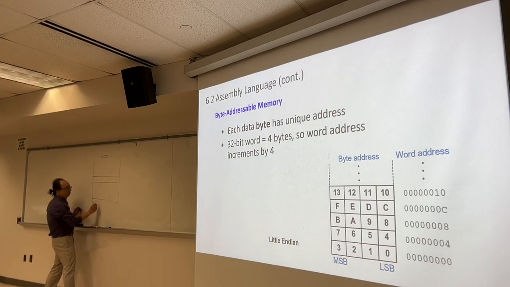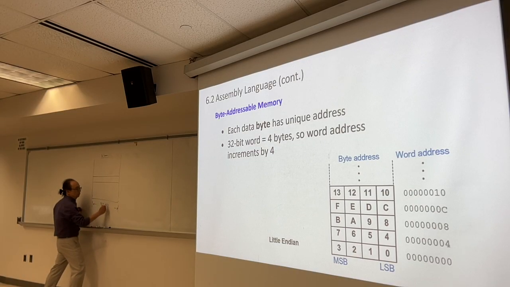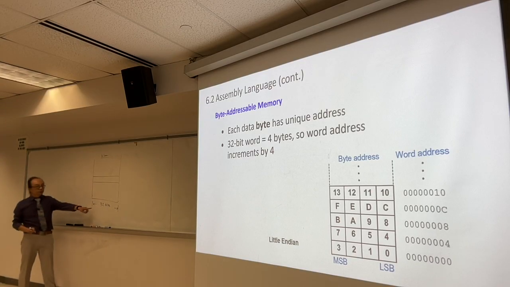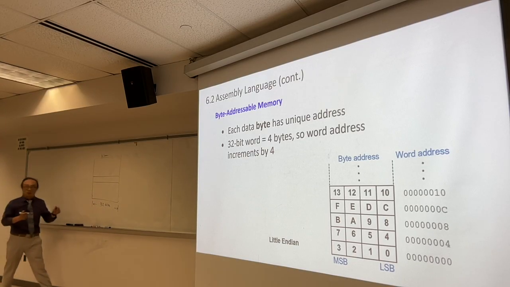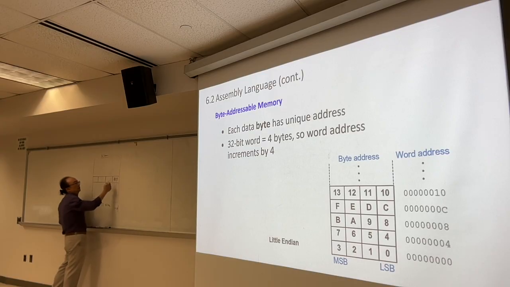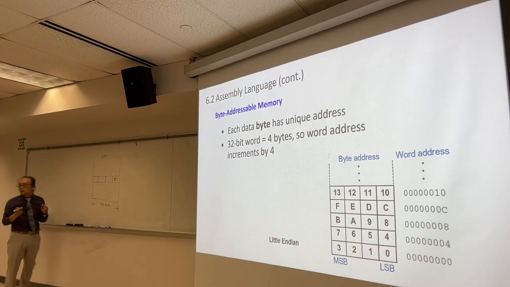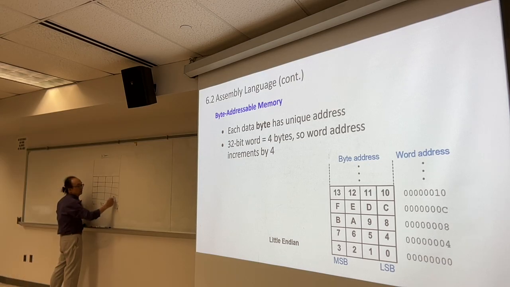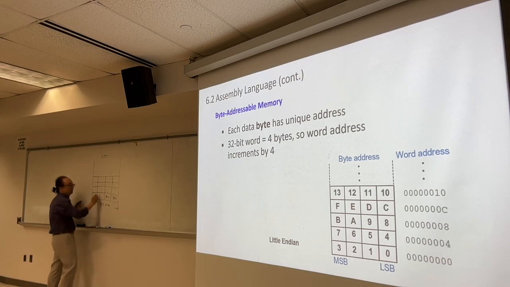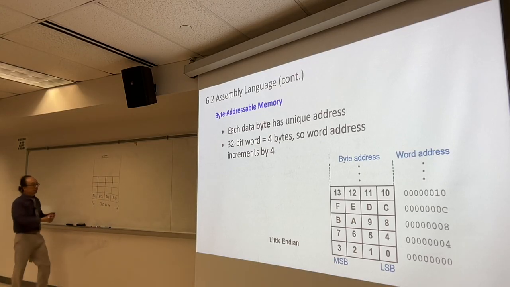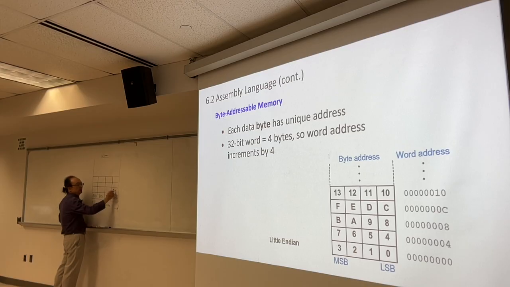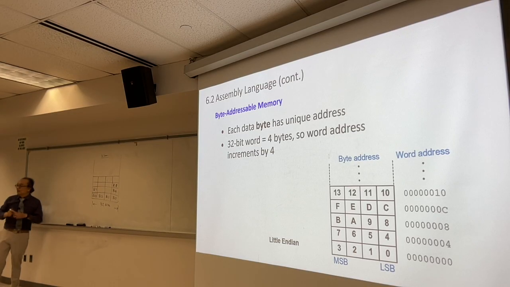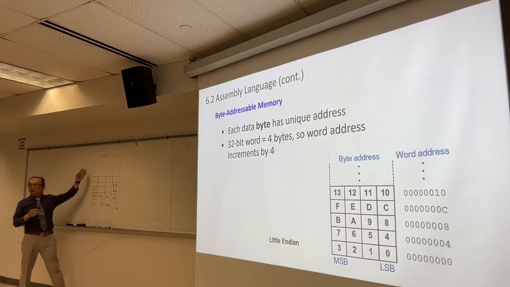How many bits for width? 32 bits. Thank you. If it's 32 bits, how many bytes? 4. So this is byte 0. If I use a capital letter B, it's a byte. Lowercase b, it's a bit. So this is byte 0, this is byte 1, this is byte 2, this is byte 3. And then byte 4 is going to be placed in here, right? Then 5, 6, byte 7, byte 8. So those are the actual names of the bytes in main memory.